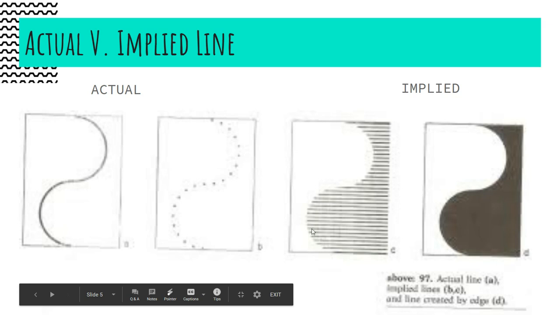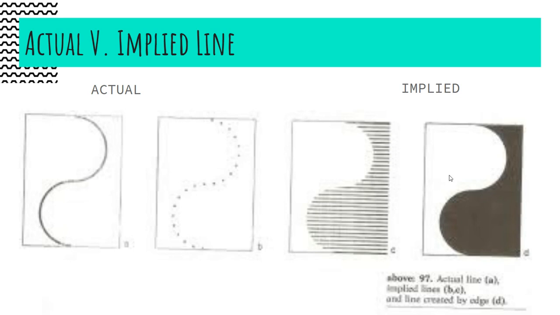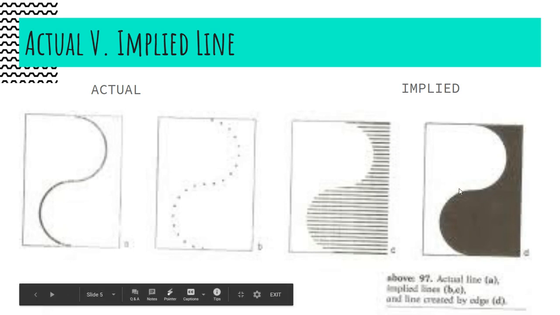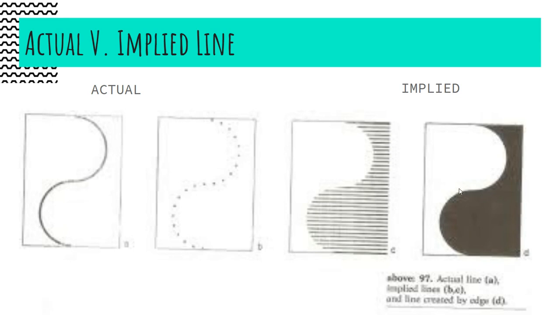Okay, now the way they have arranged these horizontal lines has created this nice S curve. But again, it's not actually connected. It's not a solid actual line. It's more the implied line. And then this is just 2 shapes placed together that create a boundary to make a line.